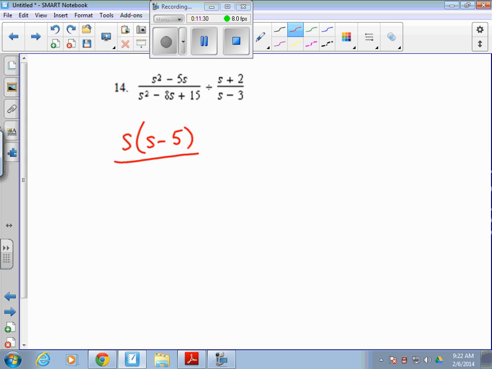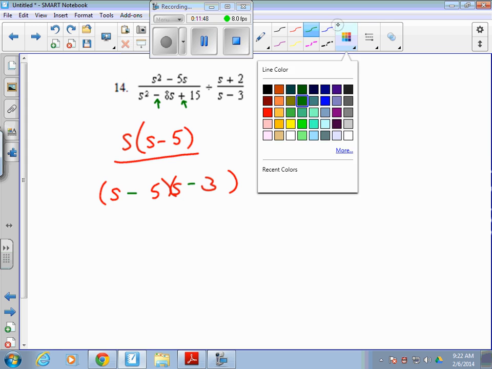Factor out the next one, s times s. Your factors of 15 that get you to 8 are 5 and 3. This tells you that they're going to be the same sign. This tells you they're both negative. So minus 5, minus 3. We can already see one that we can cancel out.